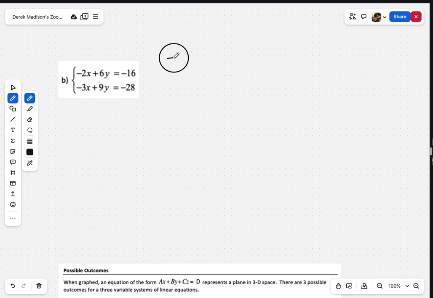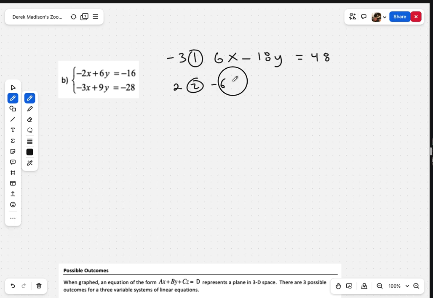I'm going to go -3 times equation 1 because I want to get one of these signs flipped around. I'm going to make them into 6's, but I want one to be positive and one to be negative. So -3 times -2 would be 6x and then minus 18y equals, that would be positive 48. And then down here I'm going to go 2 times equation 2 to get a -6x. And then I'll get a positive 18, and that would be a -56.